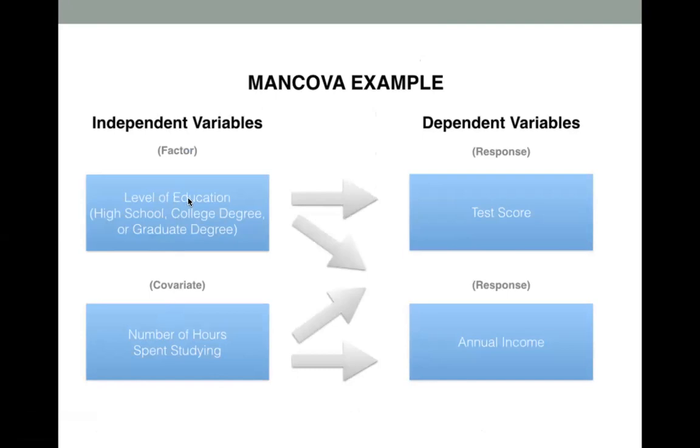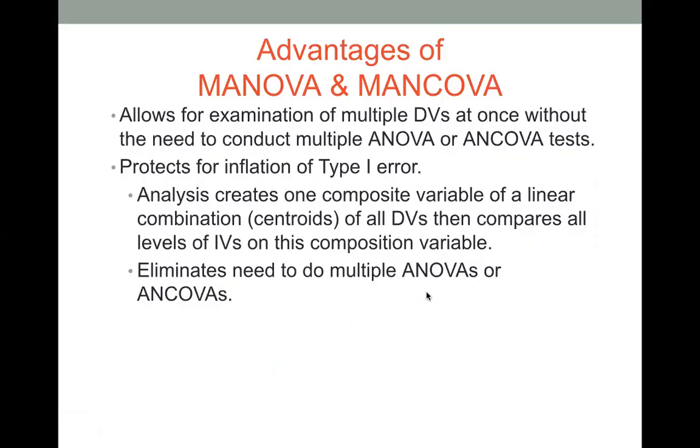with many levels: 1, 2, 3 levels. We have a covariate, number of hours spent studying. We have 2 dependent variables: test score and annual income. These are the MANCOVA example.